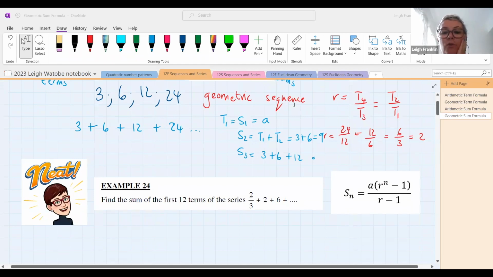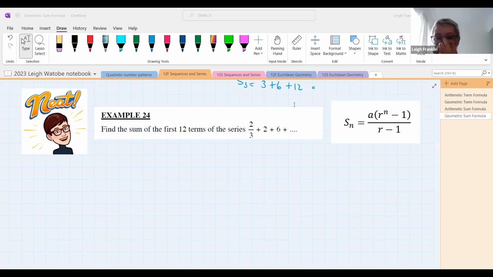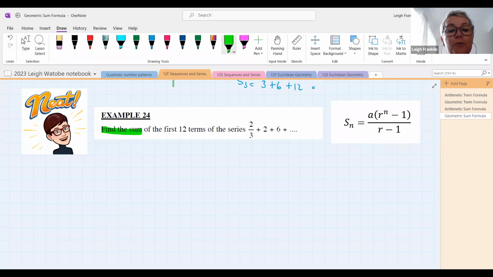So I'm going to scroll down, and I'm going to do this example with you. Very, very straightforward. They're asking us to calculate the sum. So find the sum of the first 12 terms of this particular series. The first thing that we need to do in a situation like this is say to ourselves, is this series arithmetic or is it geometric? Is there a constant ratio or is there a constant difference? We know that if we say 6 minus 2, we'd get 4. 2 minus 2/3 is definitely not 4. So it can't be arithmetic. Let's check to see whether it's geometric.